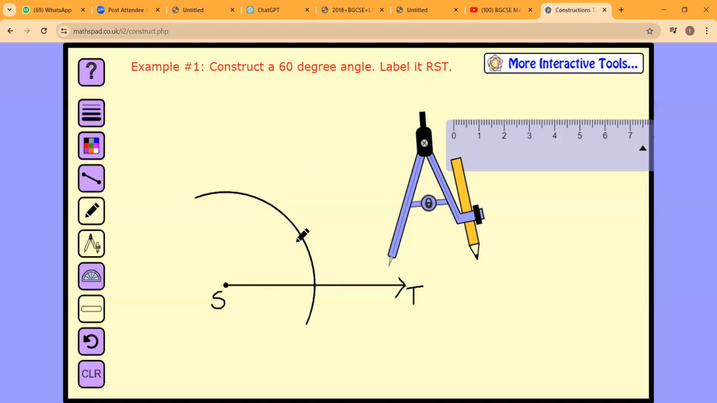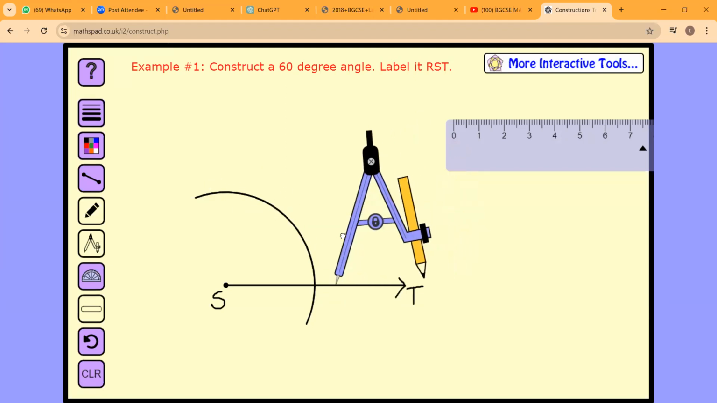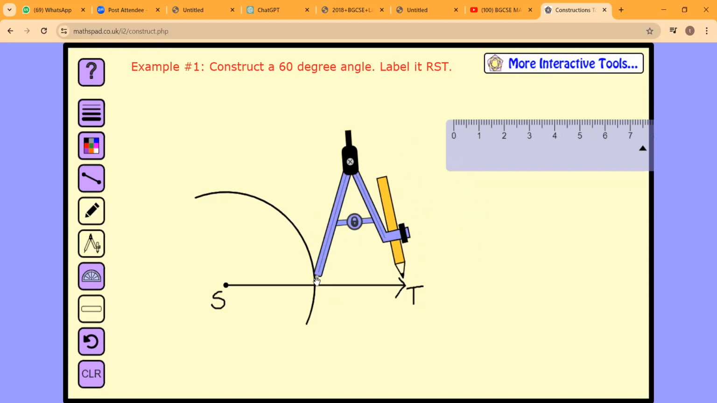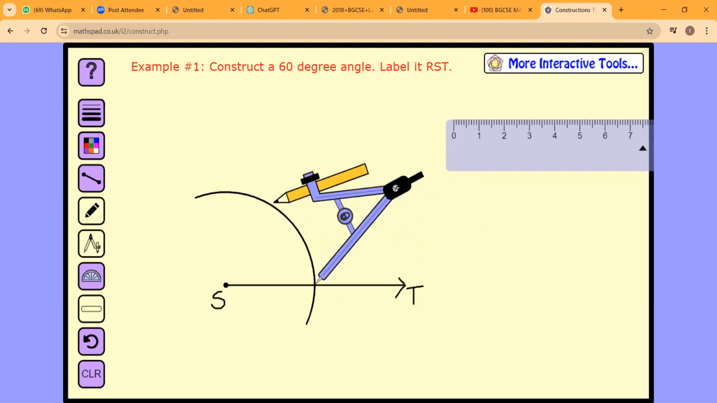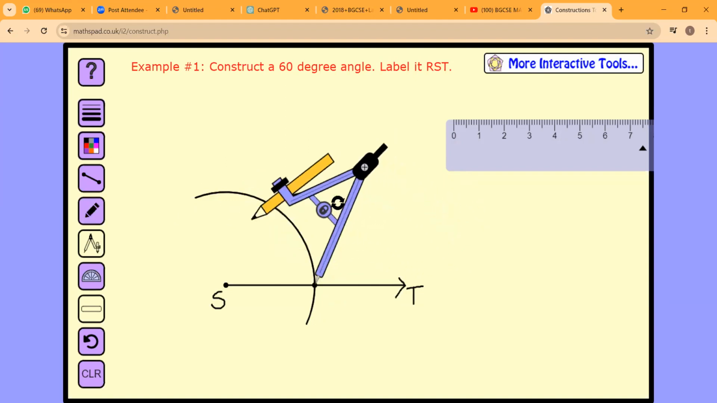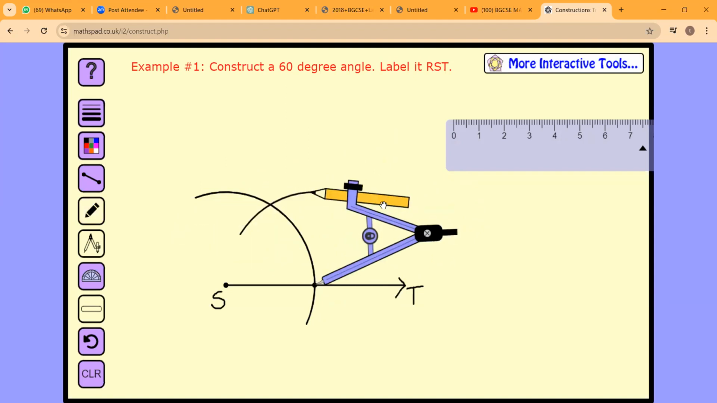After we draw this arc, the next thing we're going to do is, the diagram says label this point P, but we don't have to label it. What we need to do is go to this particular point where the arc and the ray intersect. We're going to go right here, and then draw another arc, the second arc, right there.